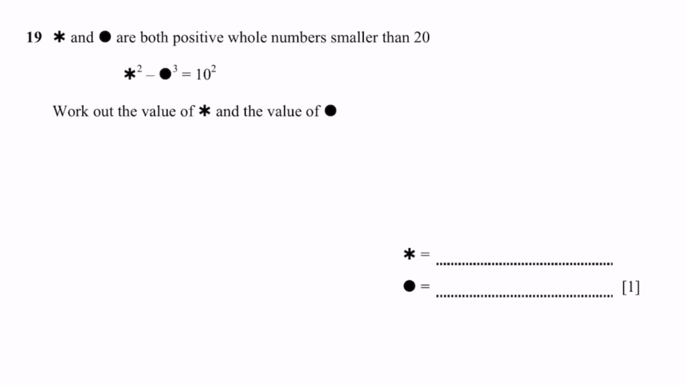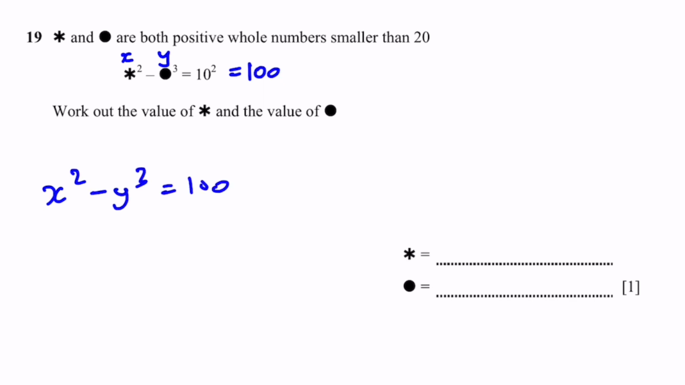Question 19. Asterisk and circle are both positive whole numbers smaller than 20. Asterisk squared minus circle cubed is equal to 10 squared. Find the value of asterisk and the value of circle. So 10 squared is equal to 100. That means let's keep asterisk as x and circle as y. x squared minus y cubed is equal to 100.